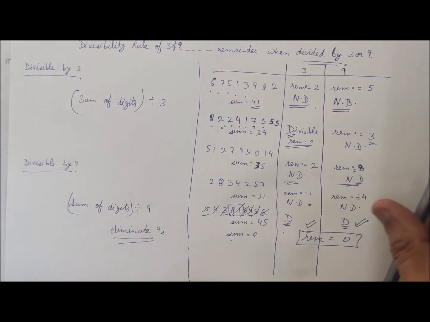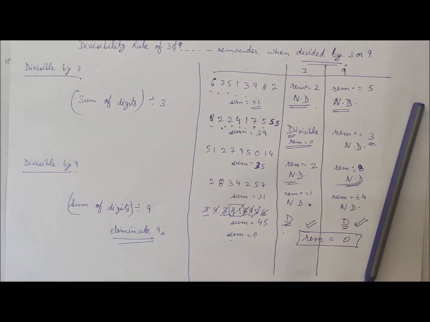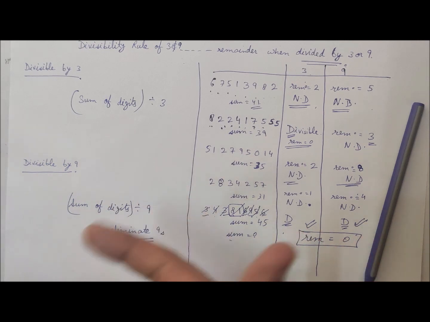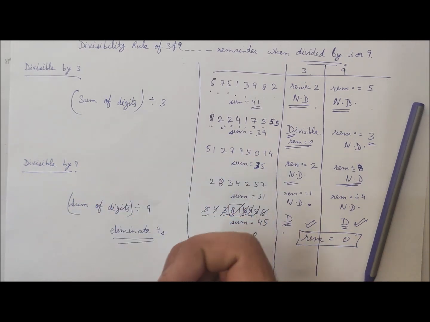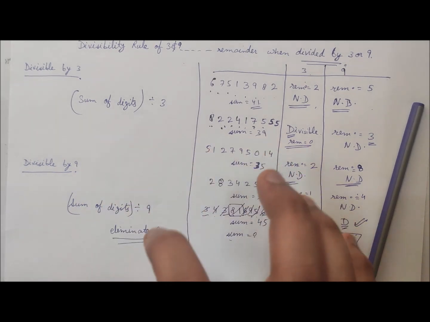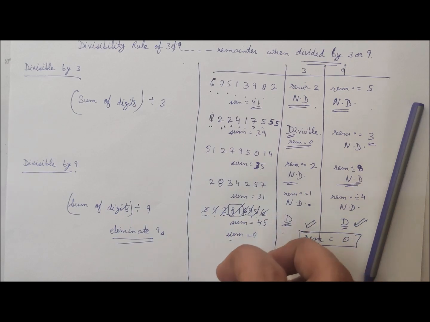So that's about the divisibility rule for 3 and 9 as well. I'll be coming up with one more lecture on 2, 5 and 3 divisibility, which would be the logical outflow of the divisibility rules. That would help you understand how we have arrived at this divisibility rule per se.